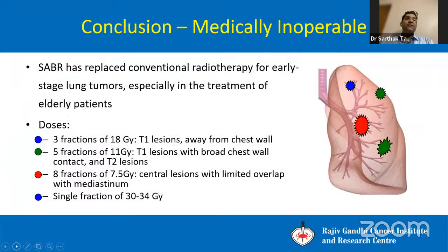So these are various fractionation schedules for medically inoperable patients. We know this is something which is very standard. We practice it usually. We go as high as 34 Gray single fraction for ideal tumors, 2 centimeters, probably 1 centimeter away from the peripheral chest wall, and probably 1 centimeter away from the central lung.